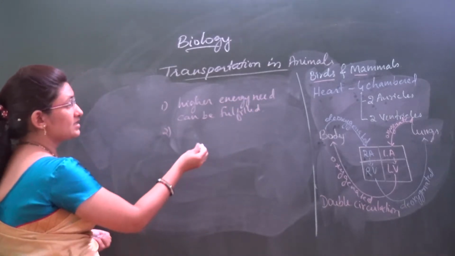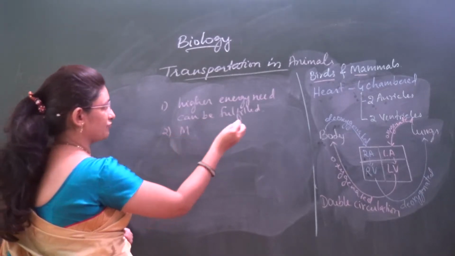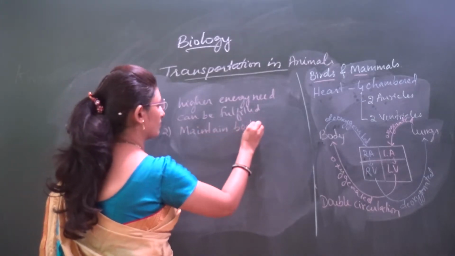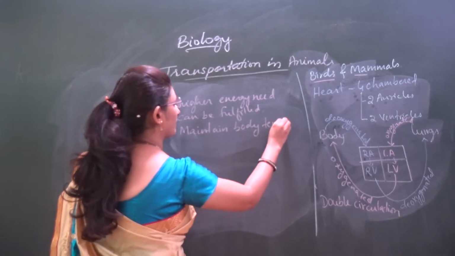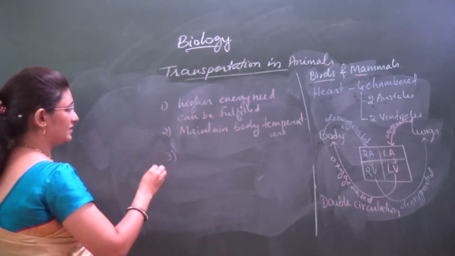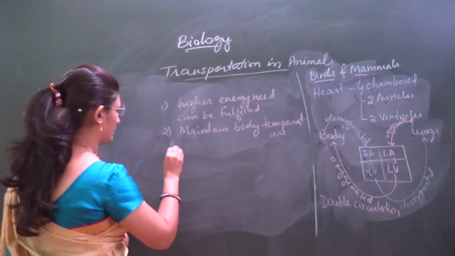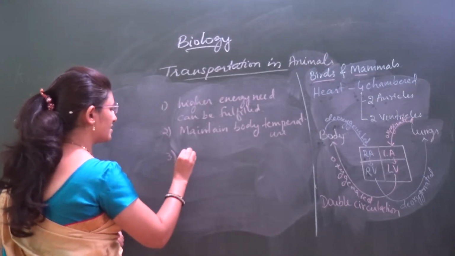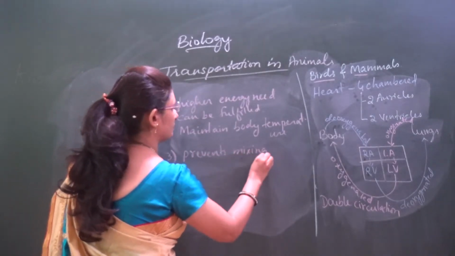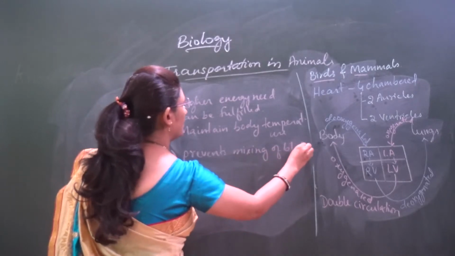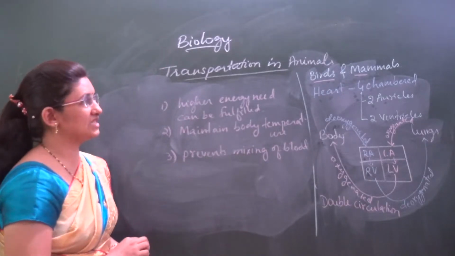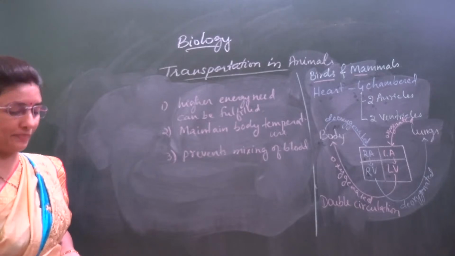Second, the four-chambered heart helps to maintain the body temperature. Thirdly, it prevents mixing of the blood. So these are the reasons why birds and mammals have a four-chambered heart.